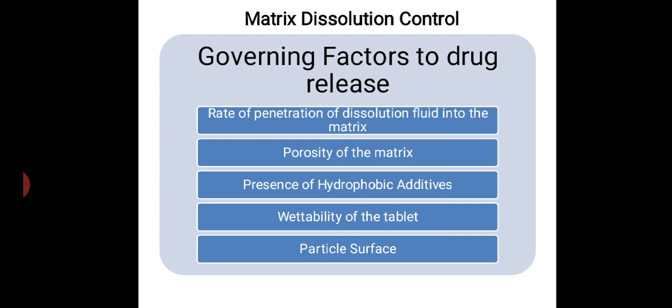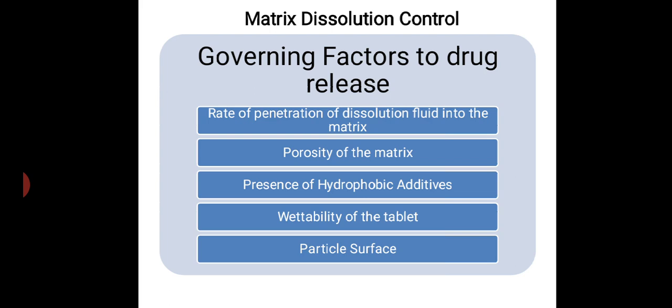Then the second governing factor is the porosity of the matrix. Even if we develop it into a tablet, the tablet surface will have certain pores, which help in imbibing the water molecules, the GI fluids, into the matrix system. Based upon the pore size and pore numbers, if the pore size is high or the pore numbers are also high, more water can reach and release the drug very fast. Presence of hydrophobic additives.